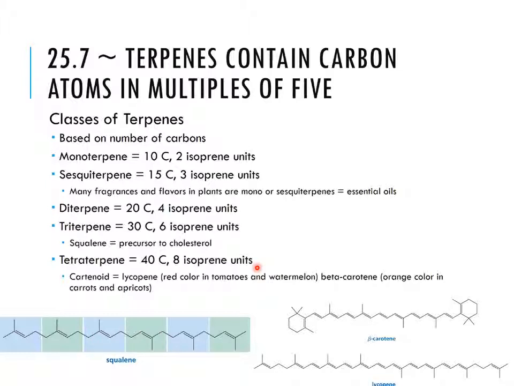And then a couple examples here. Squalene is shown down here, and each isoprene unit is highlighted. This is the precursor to cholesterol, so we'll see that in a couple slides here. And then 2 examples of tetraterpene are beta-carotene and lycopene. So these both provide coloring to some natural products. So beta-carotene provides the orange color to carrots and apricots, and lycopene provides the red color in tomatoes and watermelon.